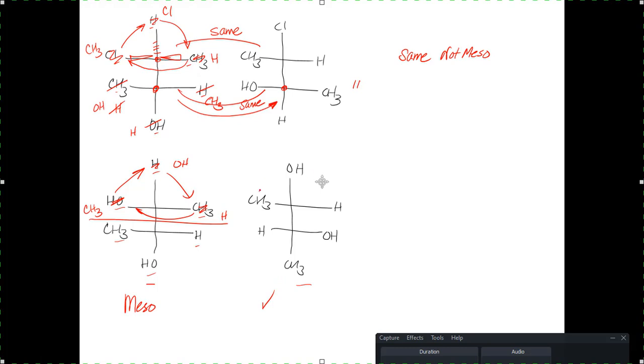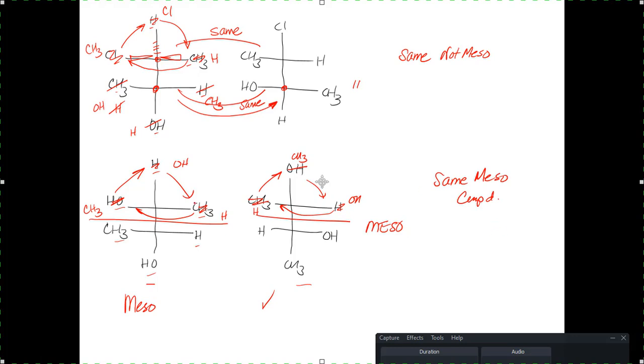Let's try and line the groups up. Let's rotate the methyl group up here. Let's rotate the OH group over here. And let's rotate the hydrogen here. So methyl, hydrogen, OH, do they line up? Yes, there's my mirror plane. So this is also meso. So what does that mean? That means that these molecules are the same meso compound.